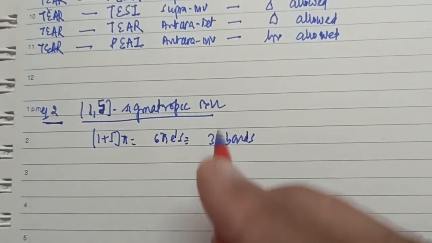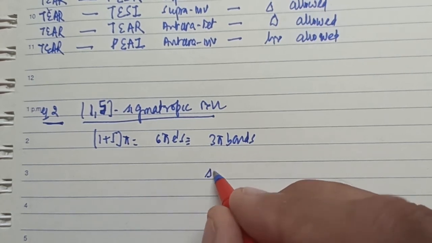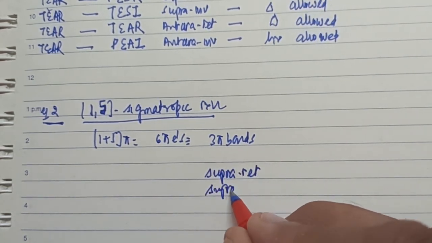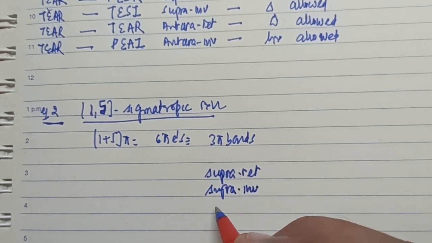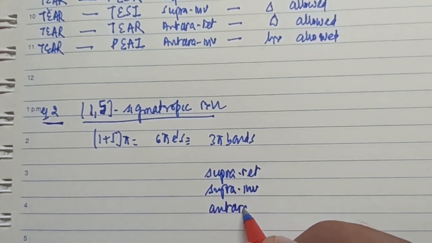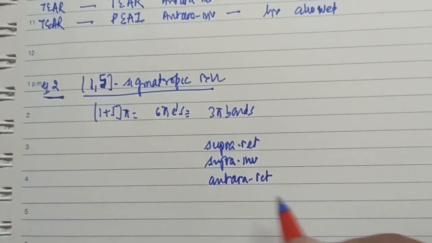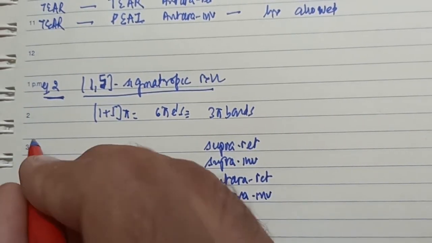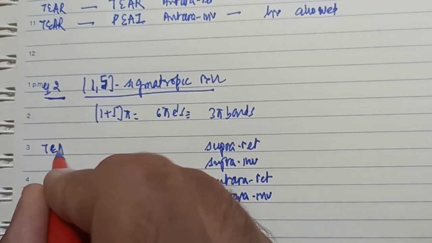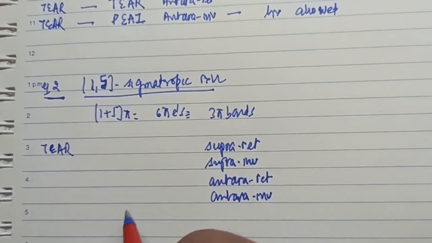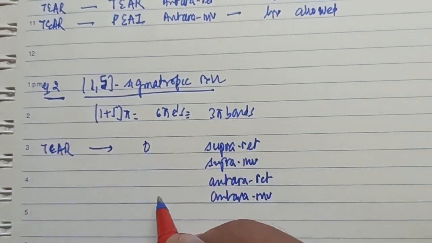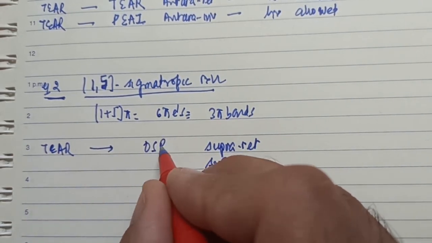If you apply the formula for various stereochemical modes, that is supra retention, supra inversion, Antara retention, Antara inversion, the formula would remain the same. It is TEAR in all cases. I have odd pi bonds, so E has to change to O. The process is suprafacial retention.